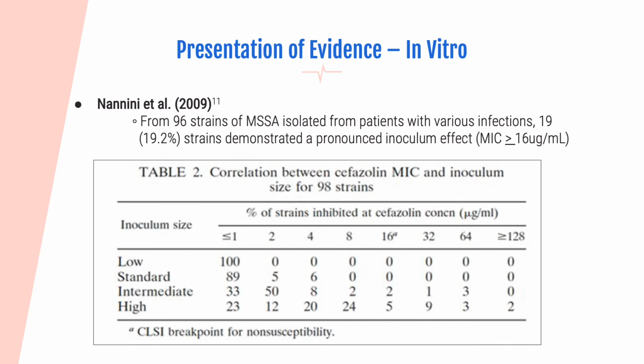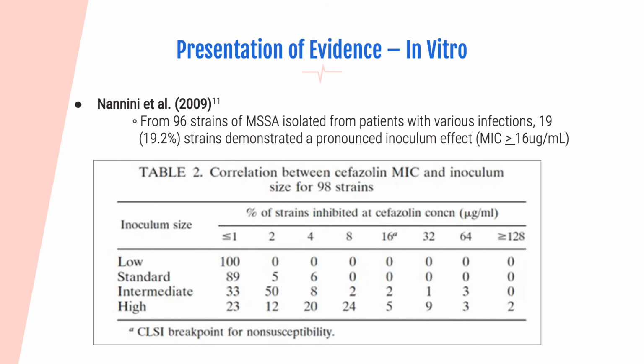The table here shows the percentage of MSSA strains that were inhibited by cefazolin at different inoculum concentrations. As you can see, the higher the inoculum concentration, the more strains are resistant to cefazolin. Of the 96 MSSA isolates, 19.2% demonstrated a pronounced inoculum effect, which was defined as the MIC greater than or equal to 16 microgram per mil. 2 strains demonstrated an inoculum effect at 64 microgram per mil, which is 4 times the breakpoint for non-susceptibility.